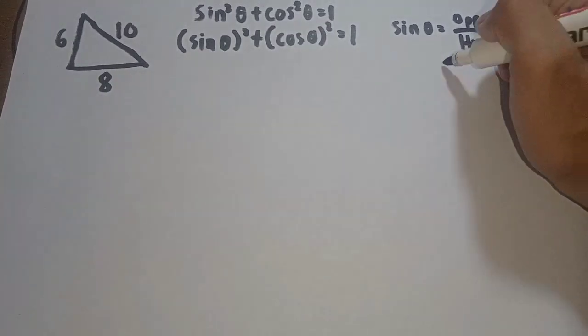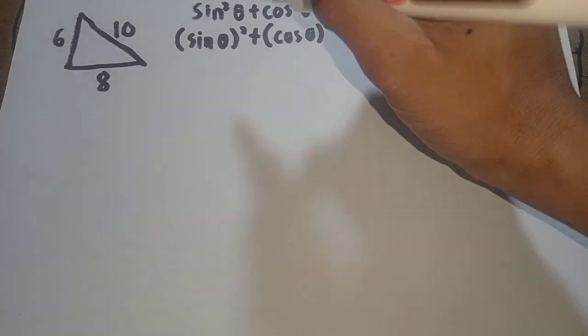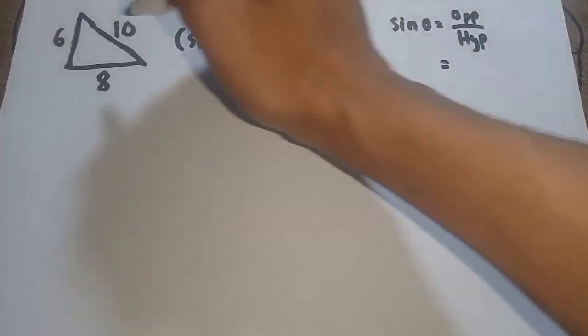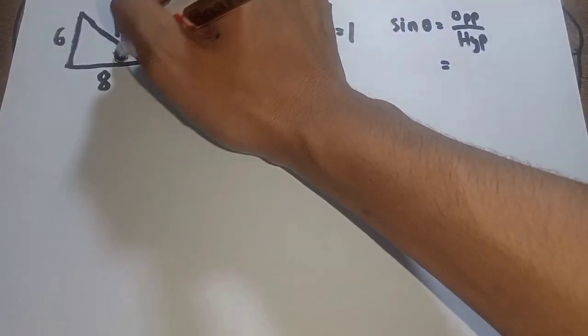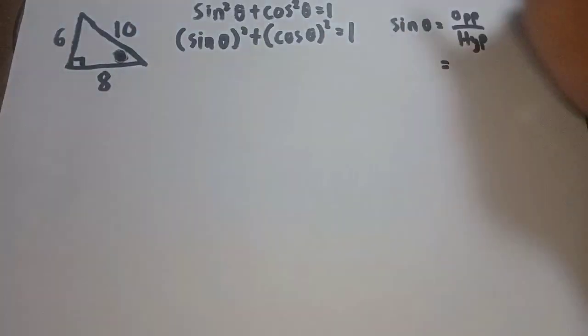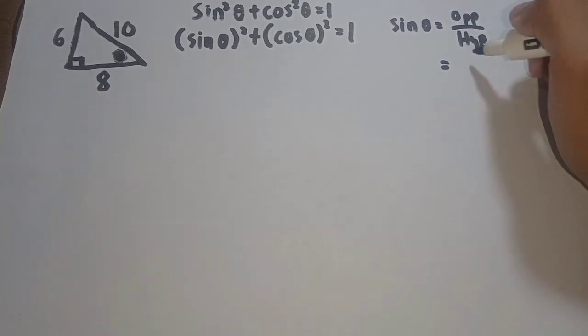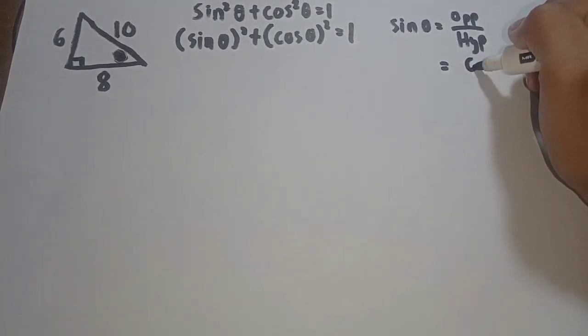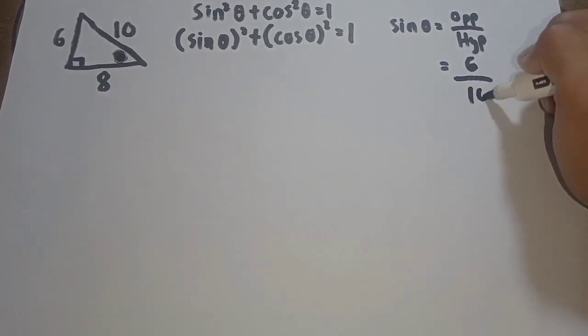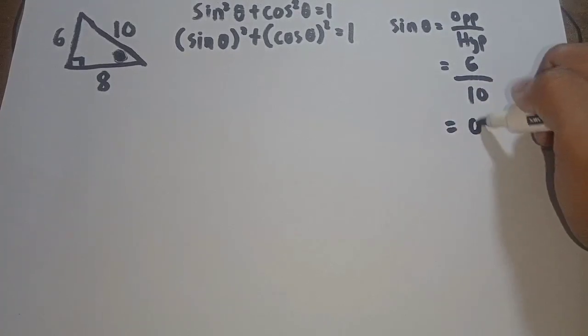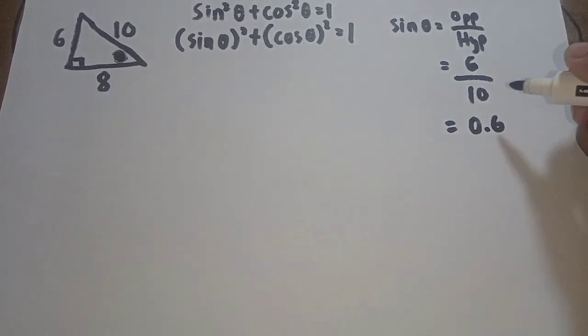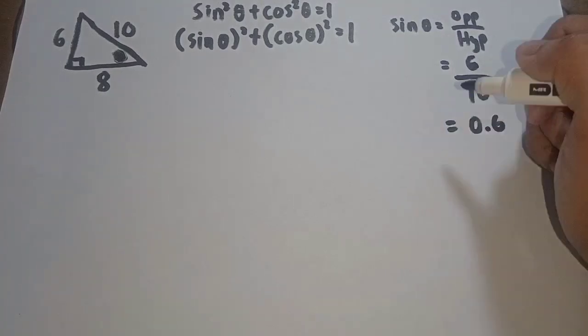We know that sine theta is equal to opposite over hypotenuse. Our theta is here, and the hypotenuse is opposite the right angle. The opposite of our theta is 6, and our hypotenuse is 10. 6 over 10 is simply 0.6, and that's the value of our sine.